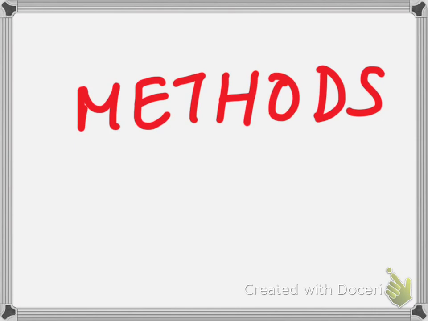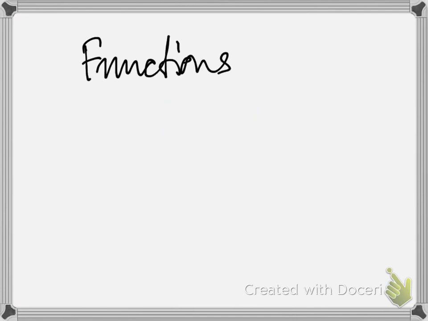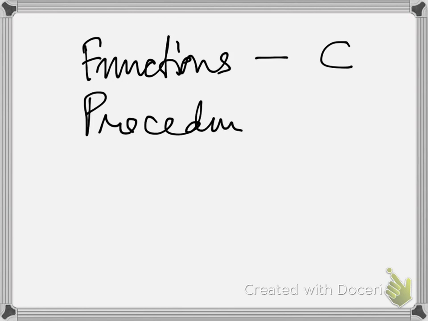A method is also called a function. In some languages it is called a function, like in C. In some languages it is called a procedure. But they all mean the same thing: a sequence of code or a sequence of steps which will perform some particular, specific task.